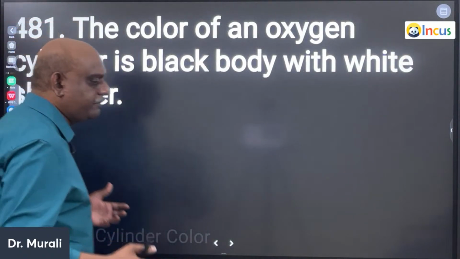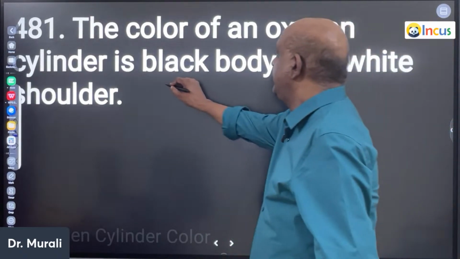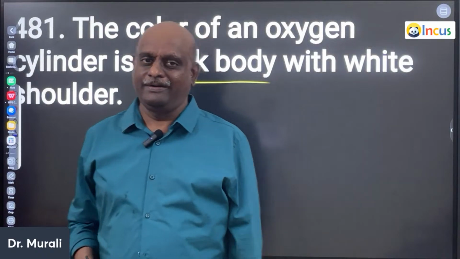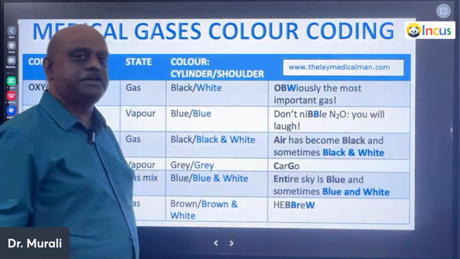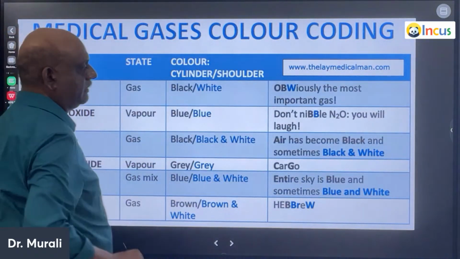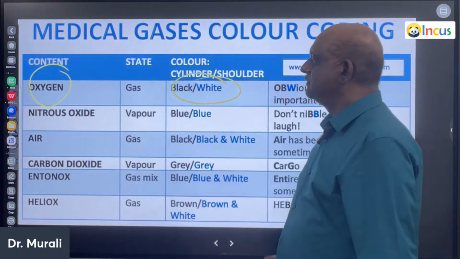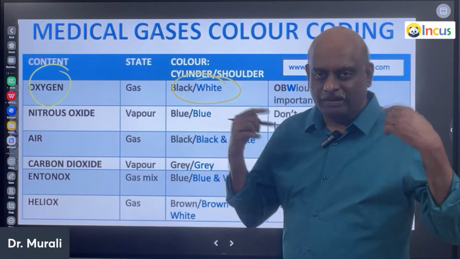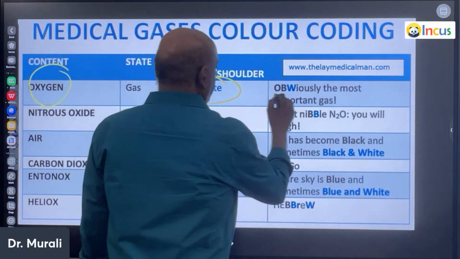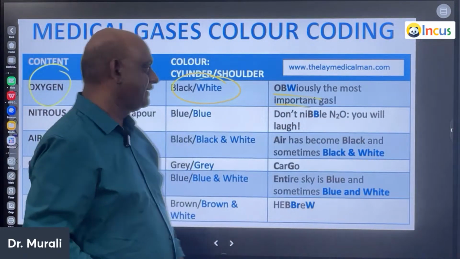Now, what is the color of the oxygen cylinder? The colors of the cylinders are a favorite area for the examiner. There is a black body which has a white shoulder, like our uniform during Independence Day. So now, you need to know oxygen. Oxygen is the black top. You can otherwise remember, obviously the most important gas.